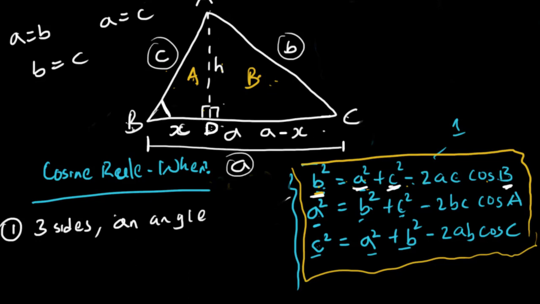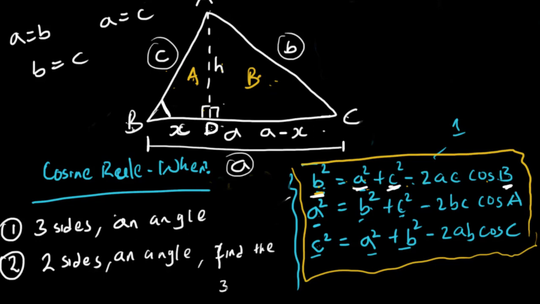Does that make sense? The second situation when we use cosine rule is when we know two sides of the triangle and we know an angle, then we are told to find the third side. Here we are told to find the angle. Here we are told to find the third side. So anytime we have these two situations, we can use cosine rule. The first one is, we know three sides and we are told to find an angle. The second, we know two sides and an angle and we are told to find the third side. Do you understand this? In the next video we are going to treat questions under cosine rule. Does that make sense?